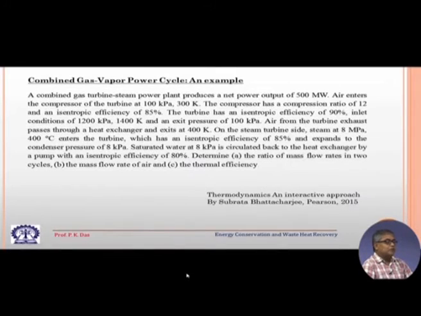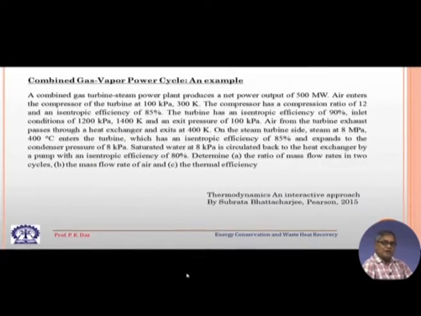Air from the turbine exhaust passes through a heat exchanger and exits at 400 K. In the steam turbine side, steam at 8 megapascal, 400 degrees Celsius enters the turbine, which has an isentropic efficiency of 85% and expands to the condenser pressure of 8 kilopascal. Saturated water at 8 kilopascal is circulated back to the heat exchanger by a pump with an isentropic efficiency of 80%. Now, we have to determine the ratio of mass flow rates in two cycles.